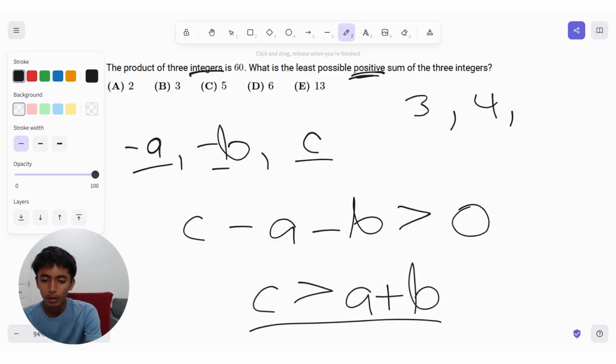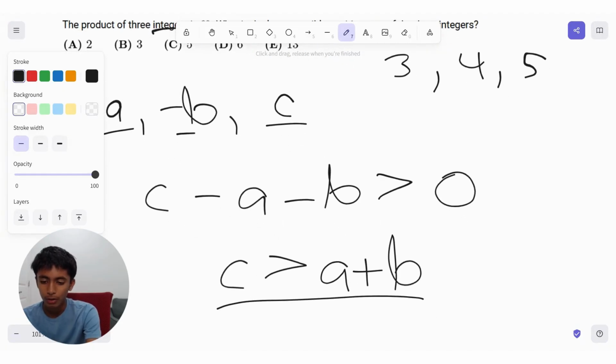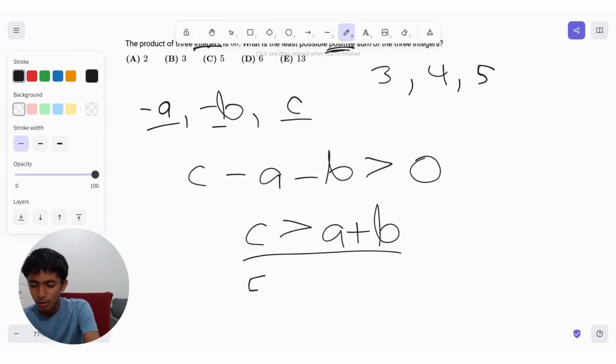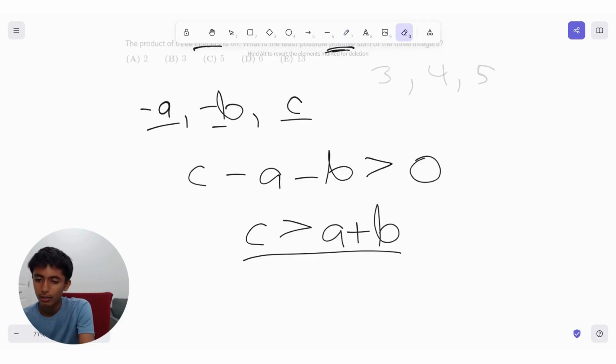So we can try 3, 4, and 5 as an example. 5 is the greatest one, so we can just assume that it has to be c. So is 5 greater than 4 plus 3? 4 plus 3 is 7, and it's not greater than 5, so that can't work. So 3, 4, and 5 is not a valid group.